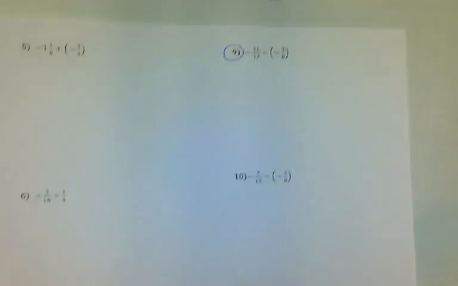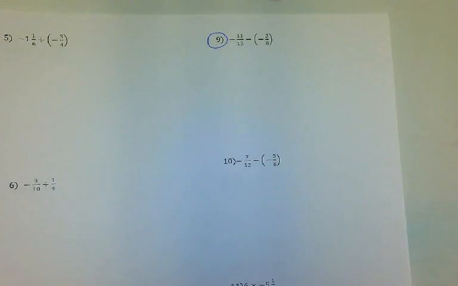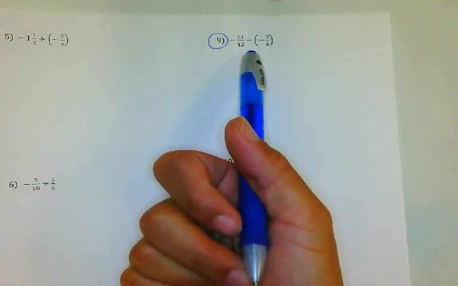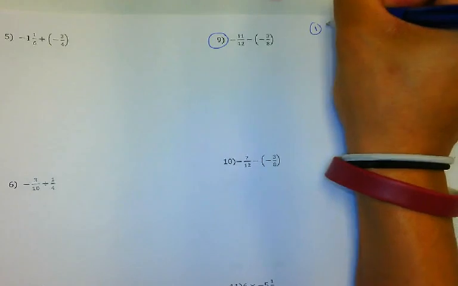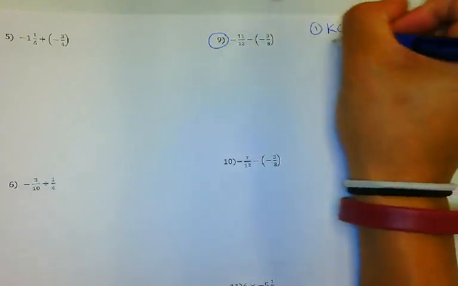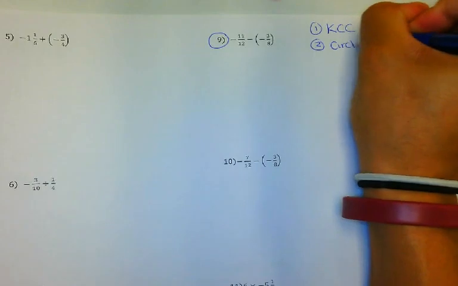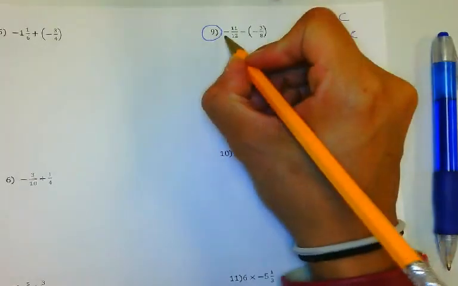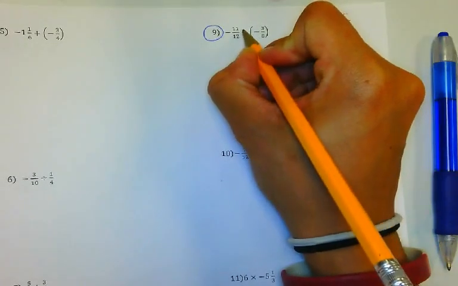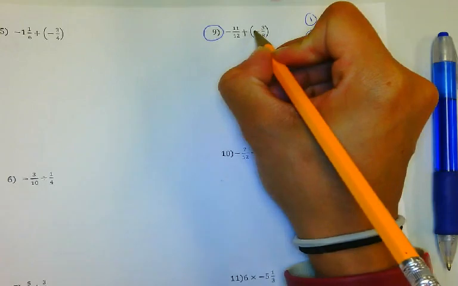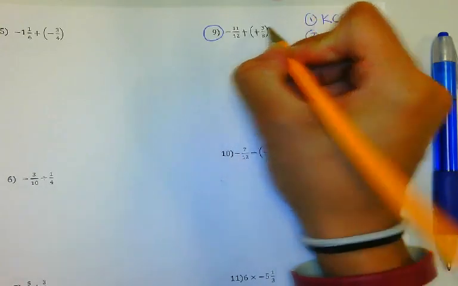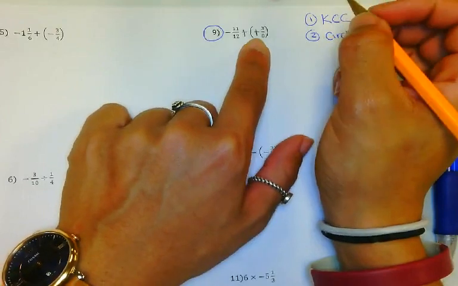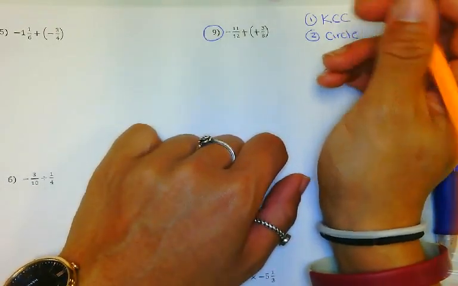Okay, now we're going to do number 9. We have negative 11 over 12 minus a negative 3 over 8. So the first thing that we need to do is when we have this negative, there's 2 options. Option number 1 is we keep, change, change. Option number 2 is that we circle. Okay, so if I'm going to keep, change, change, what I'm going to do is I'm going to keep the first one the same. I'm going to change this minus to a plus. And I'm going to change this negative to the opposite, which is positive. Okay, so now I have a negative and a positive. They're different signs, so I would subtract.